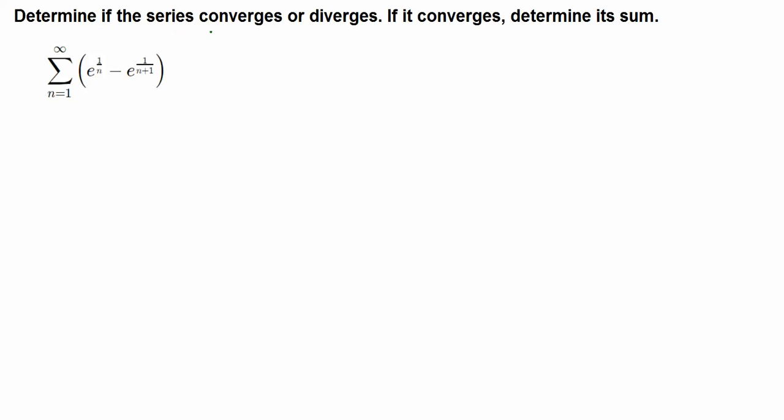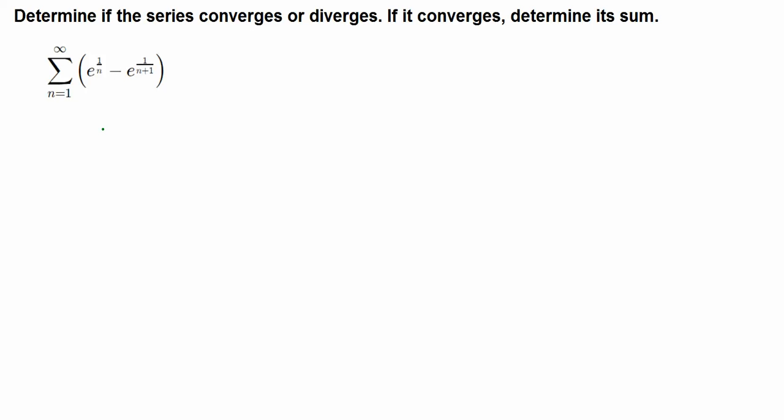Determine if the series converges or diverges. If it converges, determine its sum. Okay, so e raised to 1 over n minus e raised to 1 over n plus 1. e is just an irrational number. So 1 over n, 1 over n plus 1.